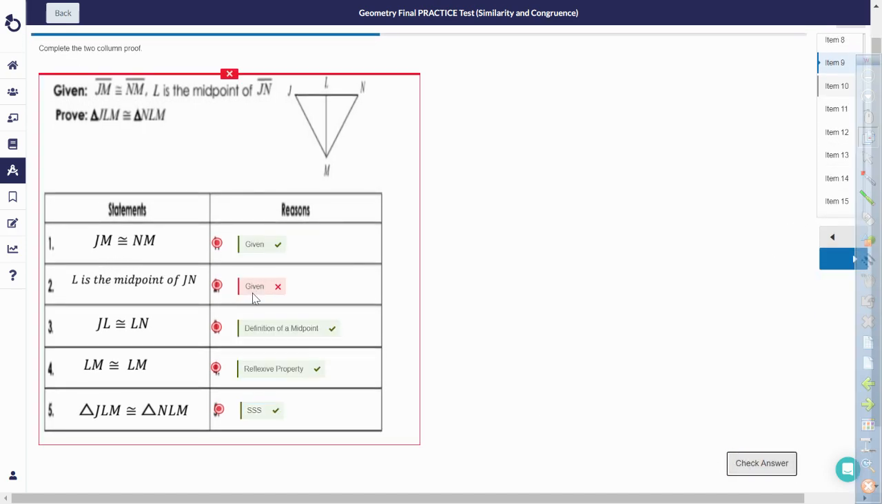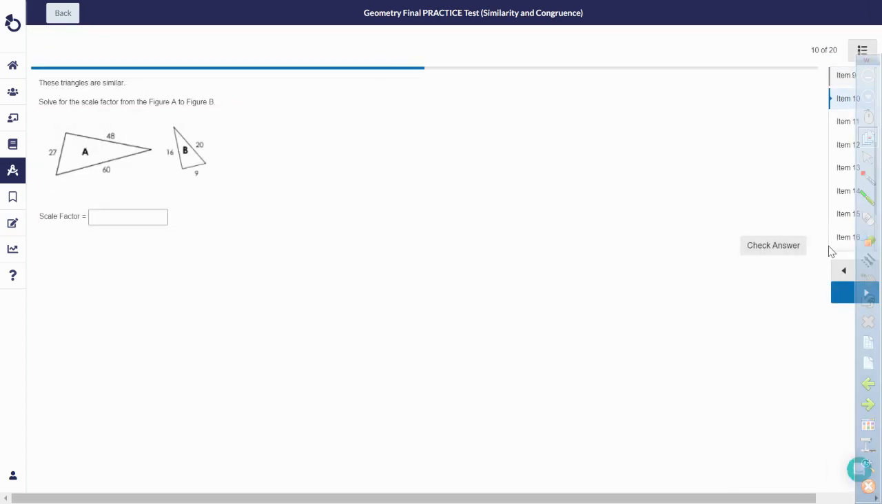It's not saying that's given. Okay, that's wrong. Okay, that is given information. So when this says you're wrong on the practice test, you're not. Okay, so let's keep moving along. All right, so from here, it shifts from congruent triangles to similar triangles.